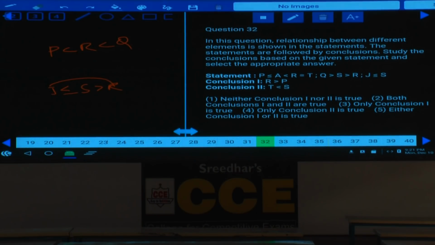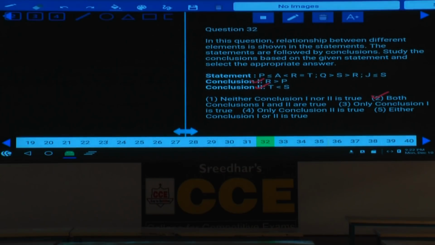Then question number 32, now the relation between R and P. Between P and R, lesser than or equals to, lesser than, P lesser than R, R greater than P, definitely true. Then coming to the second conclusion, the relation between T and S. Which element is common here? S greater than R, and R equals to T. In the place of R, take it as T. S greater than T means T lesser than S is definitely true. Then what is your answer here? Both conclusions follow, that is choice 2 is the answer. Clear now? Question number 32, choice 2.